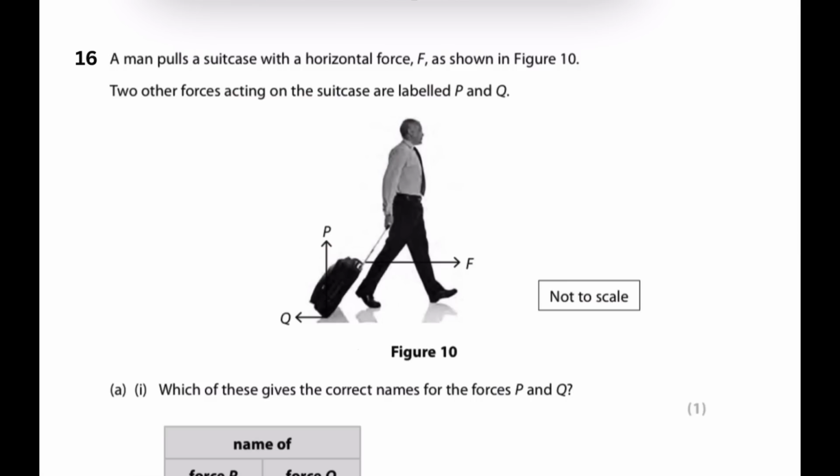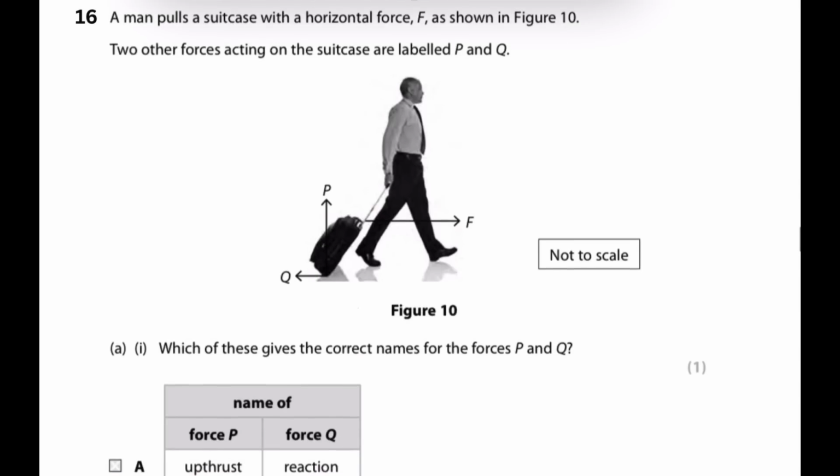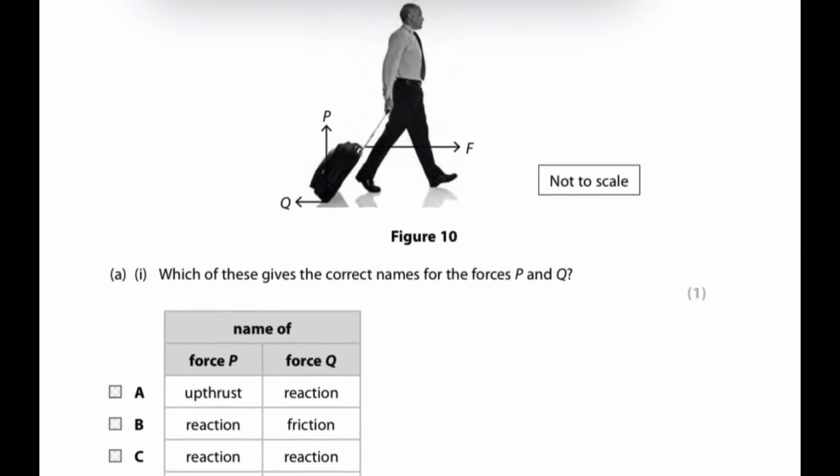Question 16. A man pulls a suitcase with a horizontal force F as shown in figure 10. 2 other forces acting on the suitcase are labeled P and Q. Which of these give the correct names for the force P and Q?